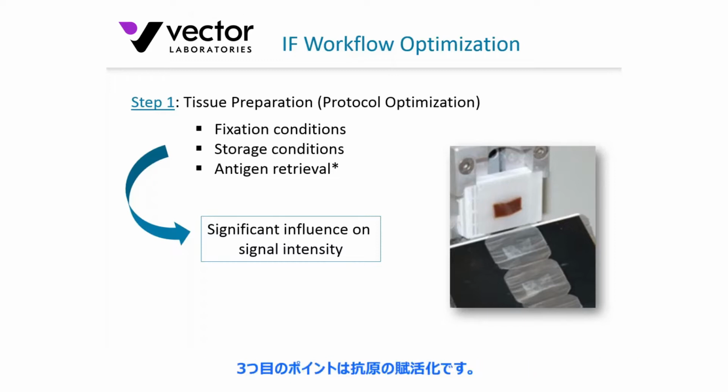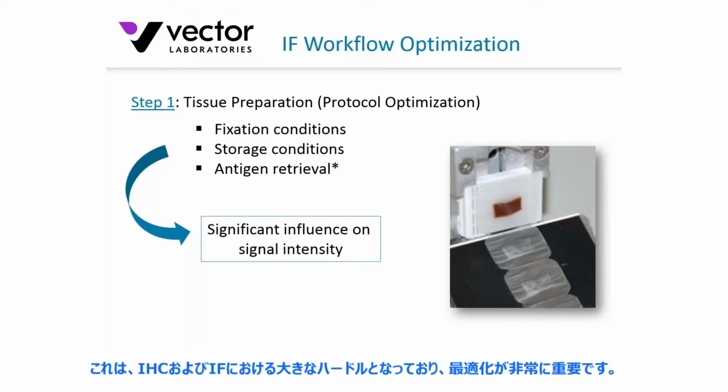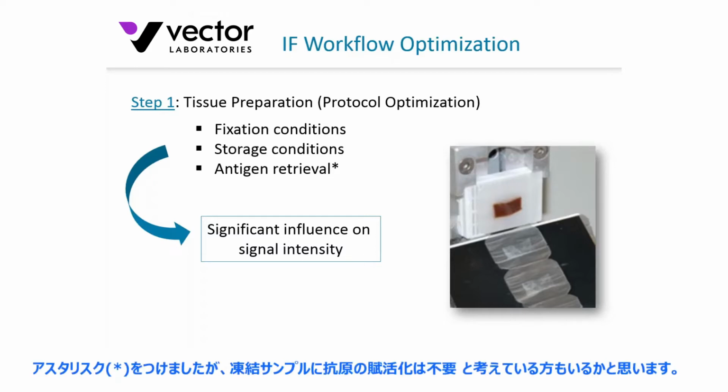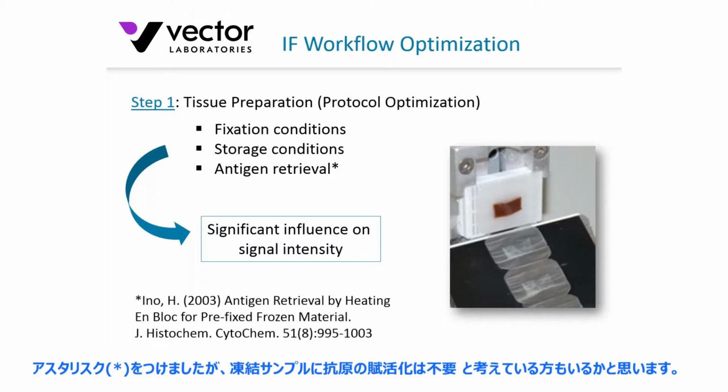A third point is antigen retrieval. This tends to be still a large hurdle for investigators in immunohistochemistry and immunofluorescence. So make sure those parameters are optimized. I do have a small asterisk there by antigen retrieval. Some investigators out there might be thinking, you know, I work on frozen material, so therefore I don't have to look at using antigen retrieval.